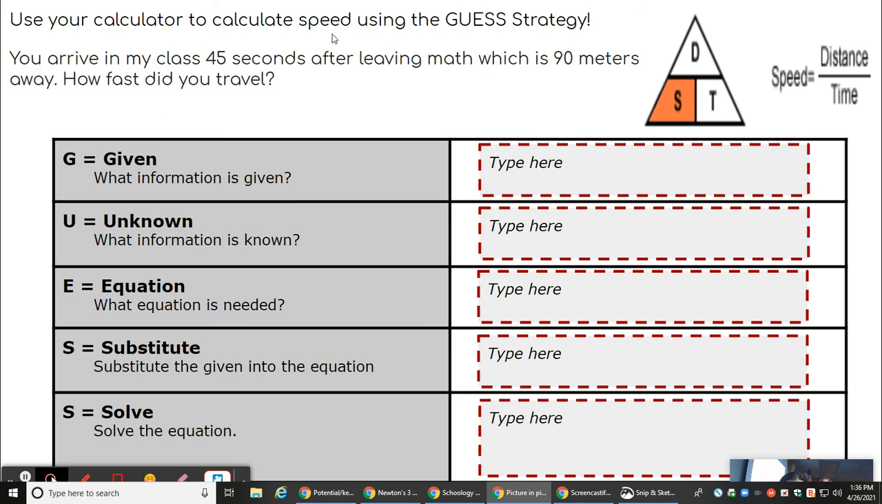Using the calculator, let's calculate the speed. So you arrive in my class 45 seconds after leaving math, which is 90 meters away. How fast did you travel? So again, how fast did you travel is distance divided by time. So your distance is 90 meters divided by time, which is 45 seconds.